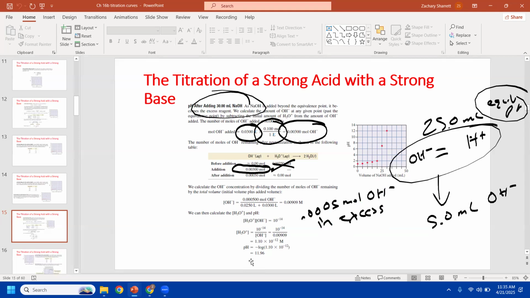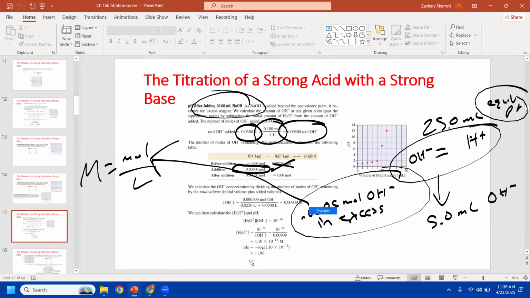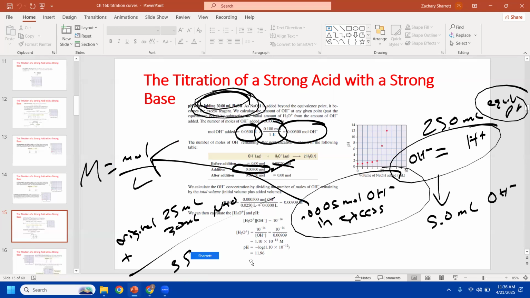So what is the units for molarity? Moles over liters. So we have the moles of OH minus in excess. So what do we want to do to those moles? Divide it by the number of liters, right? So we want to divide it by the liters. How many total liters did we put in here? We had the original 25 mL of the acid plus the 30 mL of NaOH that we added, saying that we added excess. So that's 55 mL.